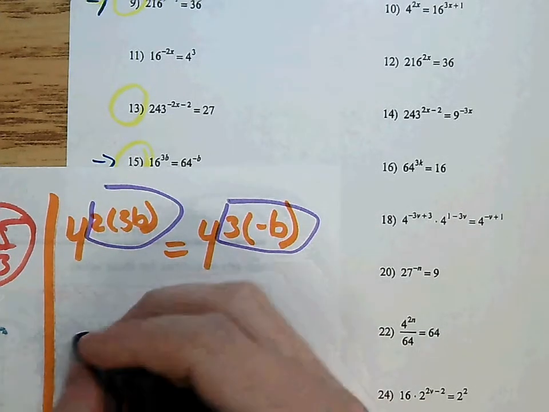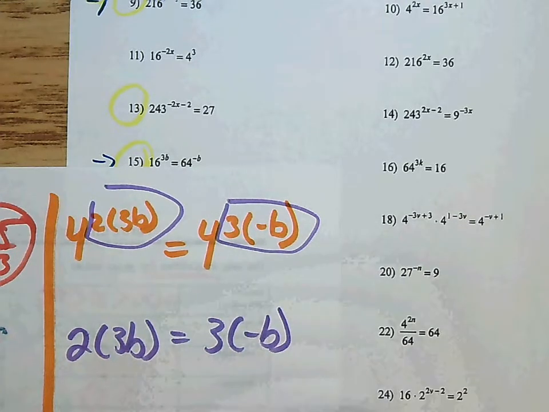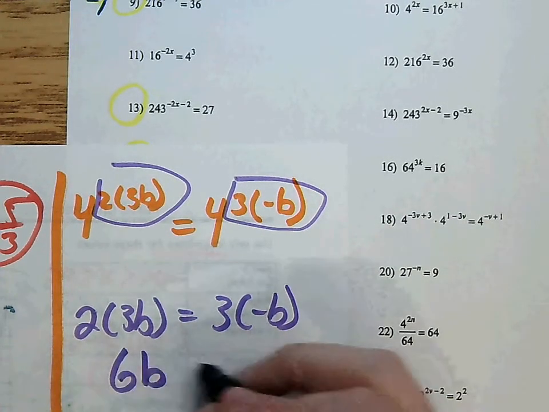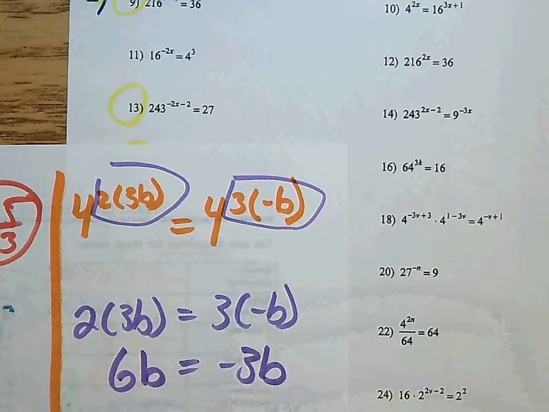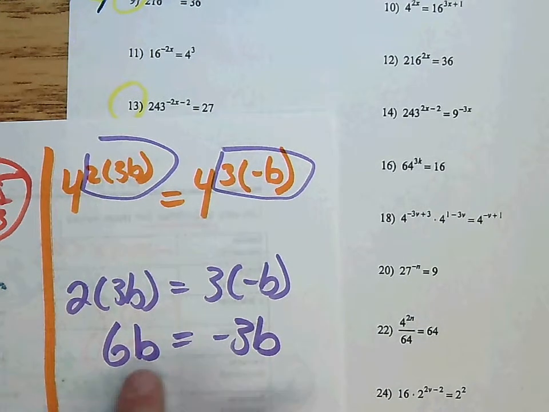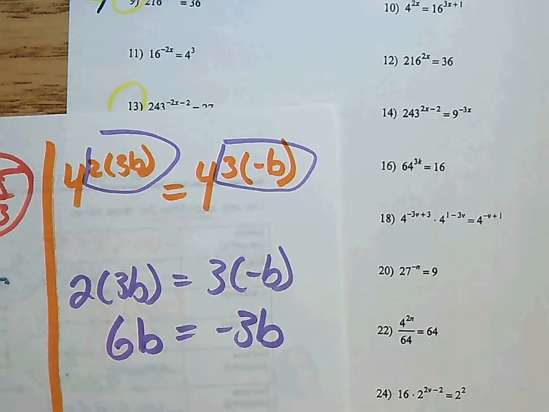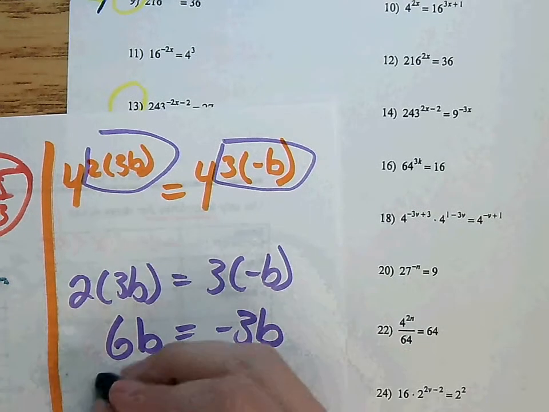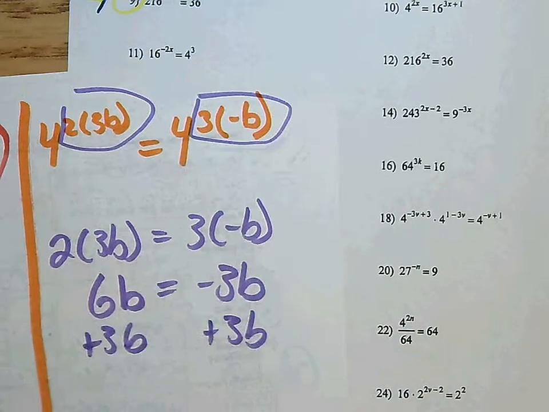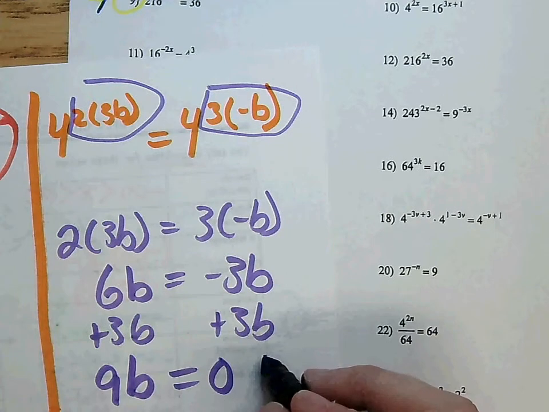So that's going to give me 2 times 3b equals 3 times negative b, which is going to tell me that 6b equals negative 3b. What students always try to do here is divide each side. That's not going to get you the right answer because there's a rule that says I can only divide when I have all my variables together on one side. Don't divide when variables are on both sides. So I'm going to add 3b so it can be on the variable side of the island. That's going to give me 9b equals 0, which means b must equal 0.